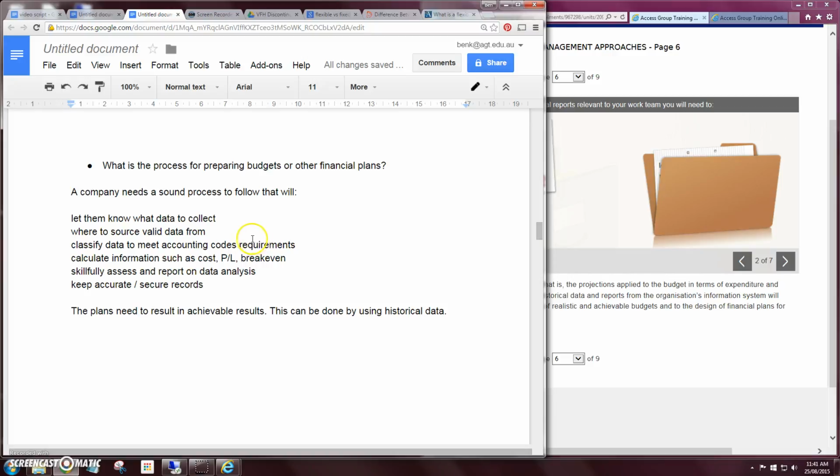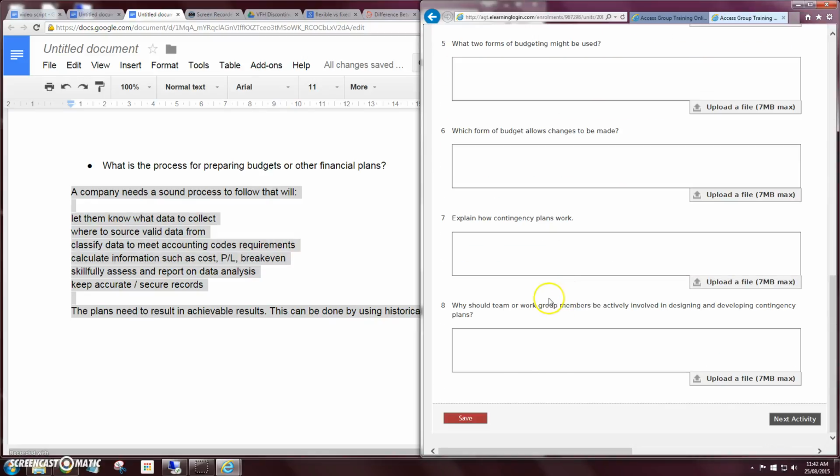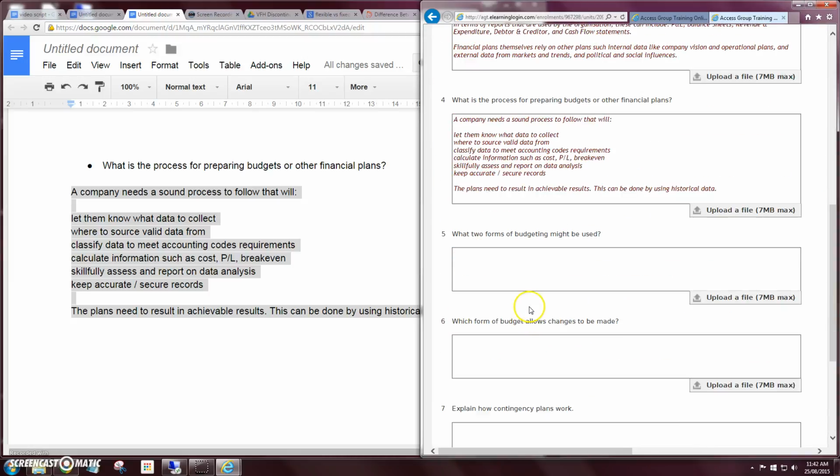And the other note that I made, and this was based on the information on my note taking on the page, the plans for this budget or financial plan need to be achievable, and a good way of doing that is by using historical data. So once again, happy with that answer, copy it in, paste it in, and save it. And moving on to the next question.